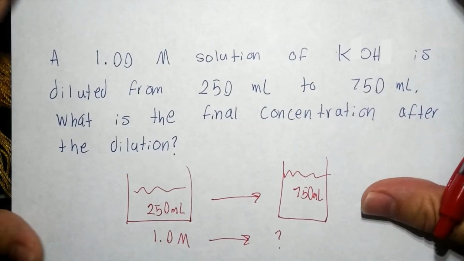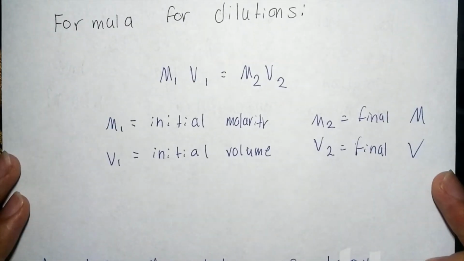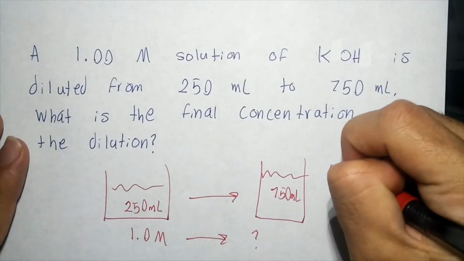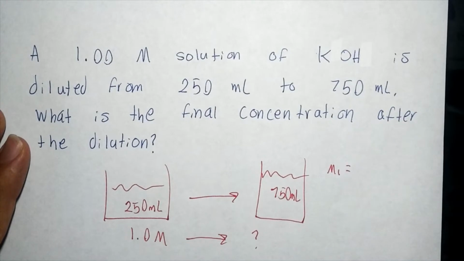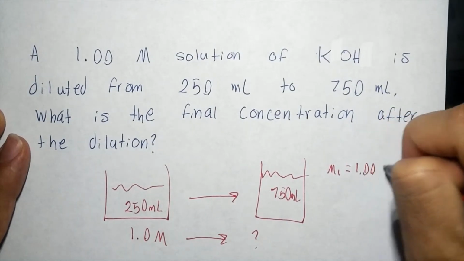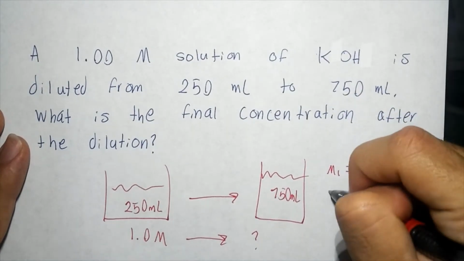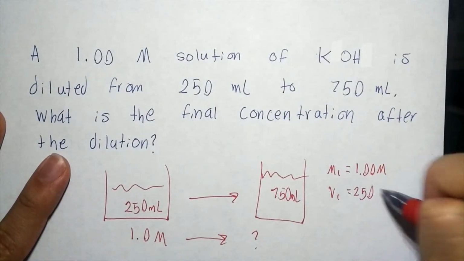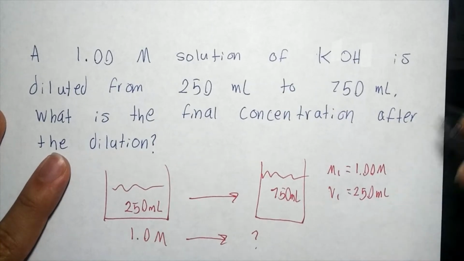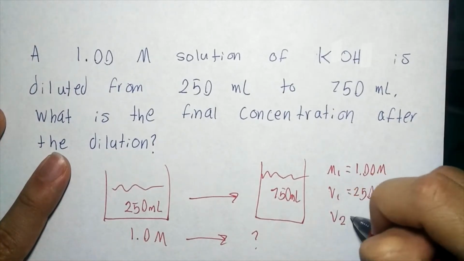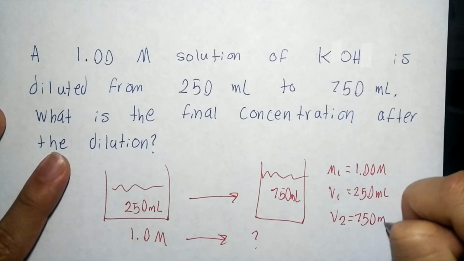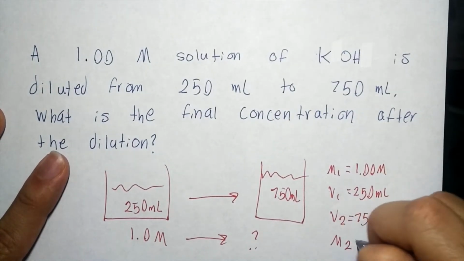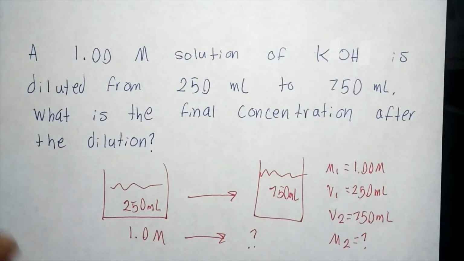Luckily for us, we have a formula that perfectly does that. That's just M1V1 is equal to M2V2. If I wanted to identify everything, M1 is the initial concentration. For this case, it'd be 1.00 molar. V1, that's the initial volume, 250 milliliters. V2 is given to us also as 750 milliliters. And we're looking for our concentration. So M2 would be our unknown, what we're looking for.